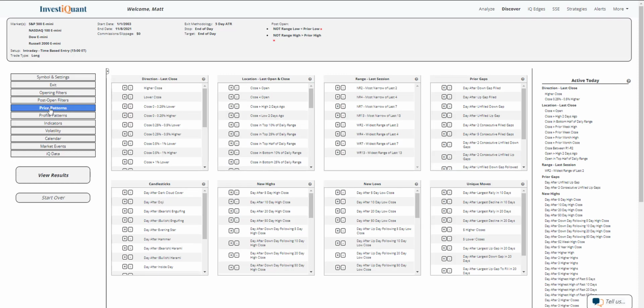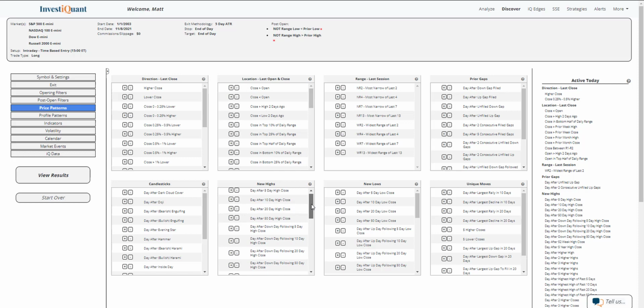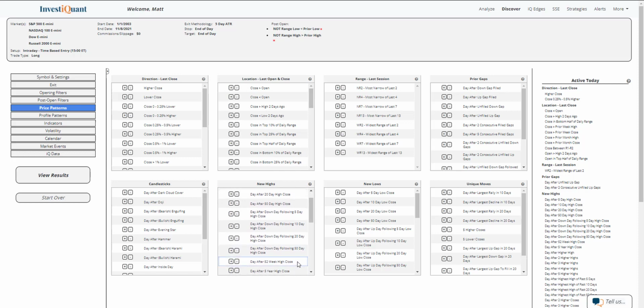So if I drop down to this price patterns library, in the new highs section, I'll be able to find a 52-week high close. Here it is. Just barely scroll down and it'll pop up. I'm going to hit equals next to day after 52-week high close. That adds it to the test. That's everything that I need. I don't need to add any moving averages since I've got a 52-week high close. It's going to be above those moving averages anyway. All right, let me click view results.